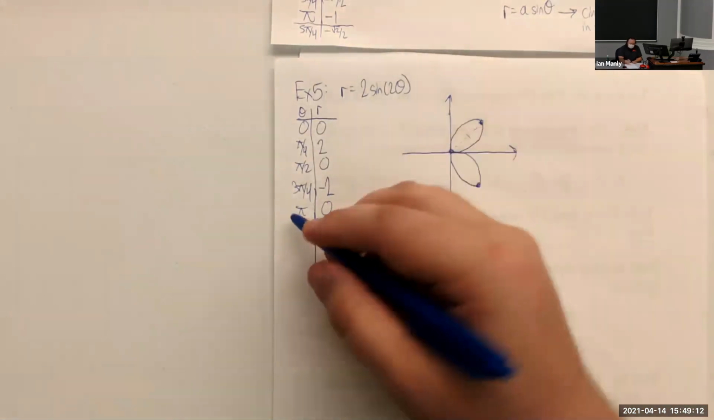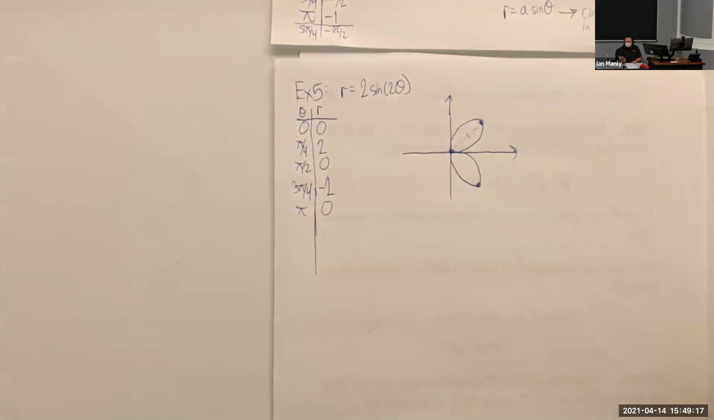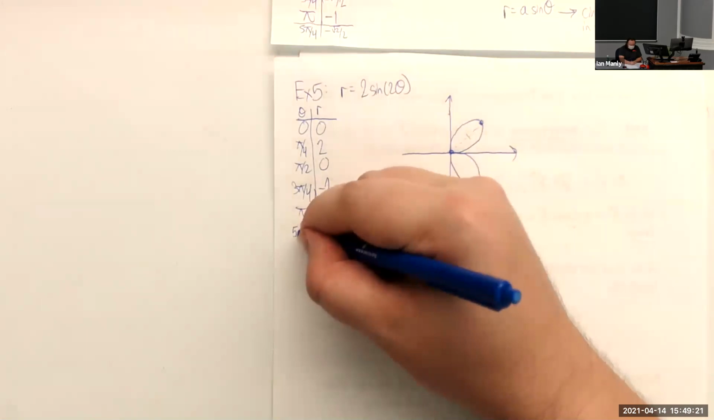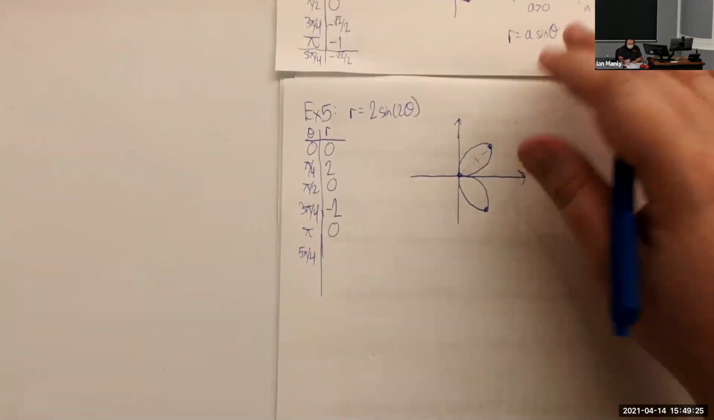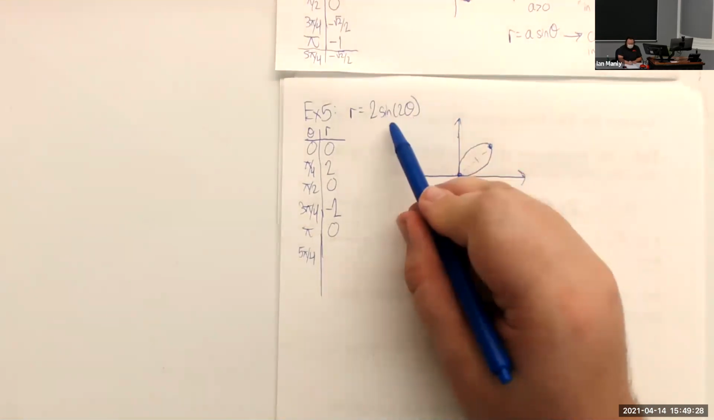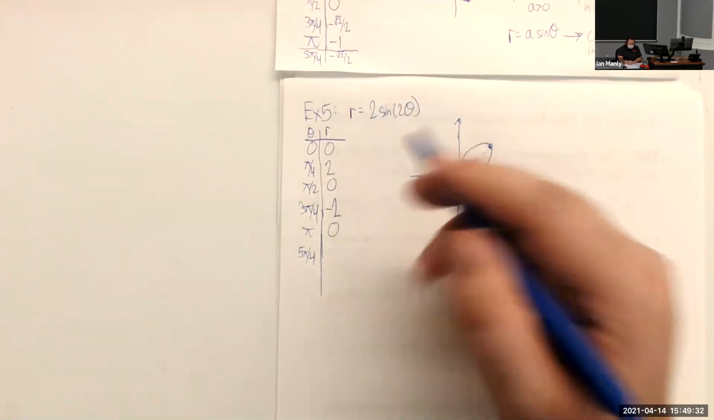Okay, now you might be like, okay, well, we got to pi here and we saw what happened last time we got to pi. We're just going to quit, but not necessarily. Let's keep going here to make sure we don't have anything more happening. Let's see, 5 pi over 4. If I plug this into here, I have sine of 5 pi over 2, which is 1. And I multiply that by 2.